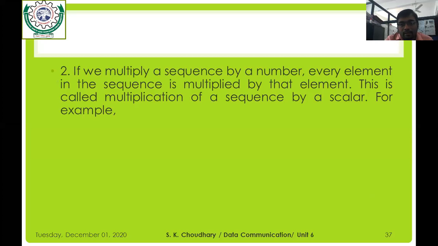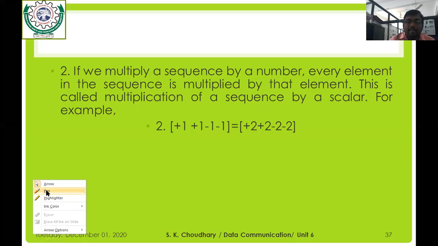The second property is that if we multiply a sequence by a number, every element in the sequence is multiplied by that number. This is called multiplication of a sequence by a scalar, because it is multiplied only by a number. For example, the sequence plus 1 minus 1 minus 1 is multiplied with the scalar quantity 2. So each element of this sequence is multiplied, and it becomes plus 2, minus 2 and minus 2.